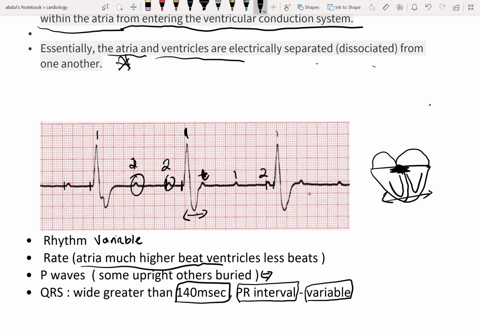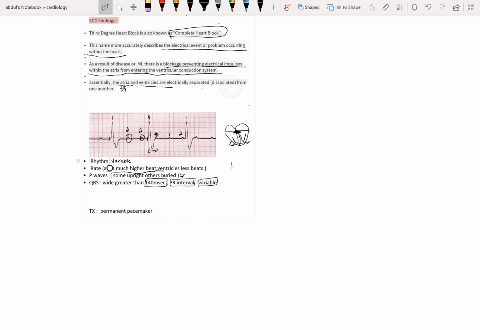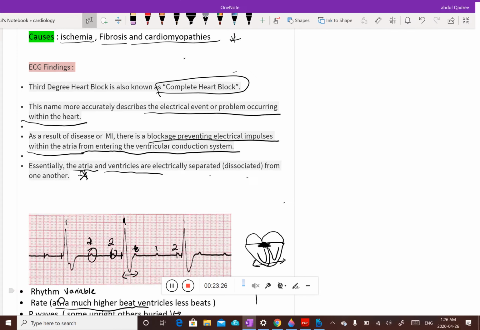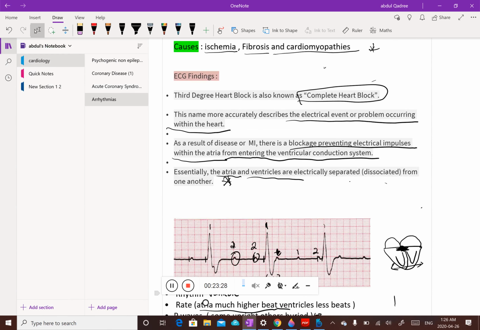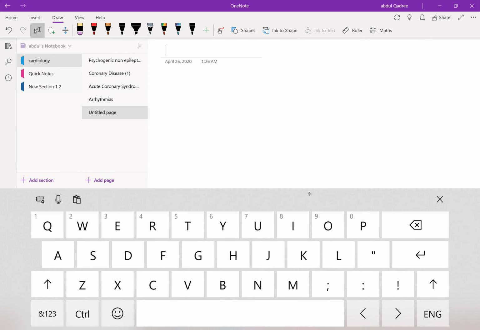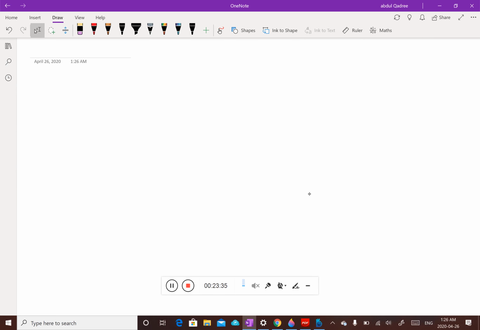All right, I hope you understand this, but what I'm going to do is make this a little bit easier for you to understand the topic much better. So we will go ahead and create an algorithm to understand how the AV node heart blocks can be taken care of.